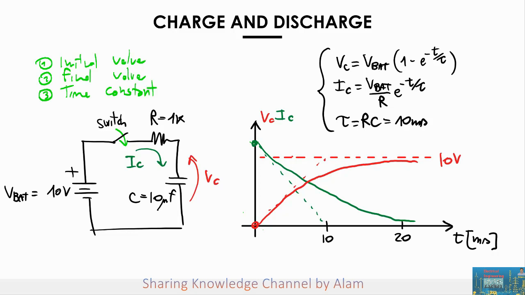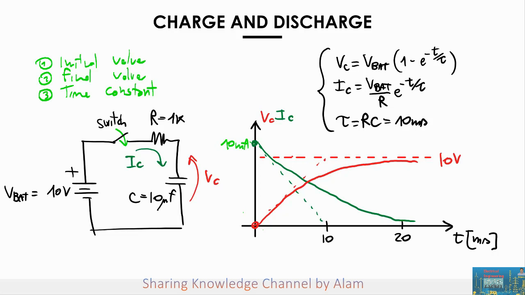The first point, the initial value, is easy to calculate, and usually it can be calculated by studying the circuit. In this case, if you remember, the battery is 10 volts. The initial value of the voltage on the capacitor is 0. So the moment in which you close the switch, the drop across the resistor will be 10 volts. Hence, we have a current here that is 10 milliamp. So that's the initial value of the current, easy to calculate.